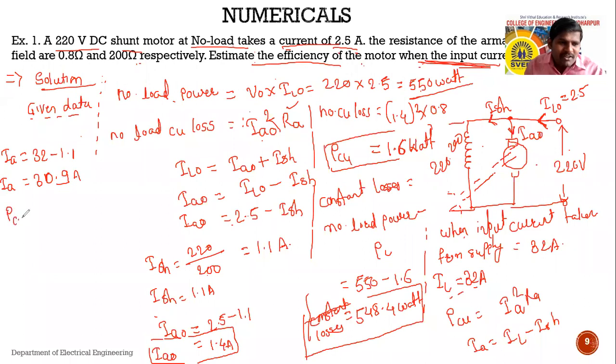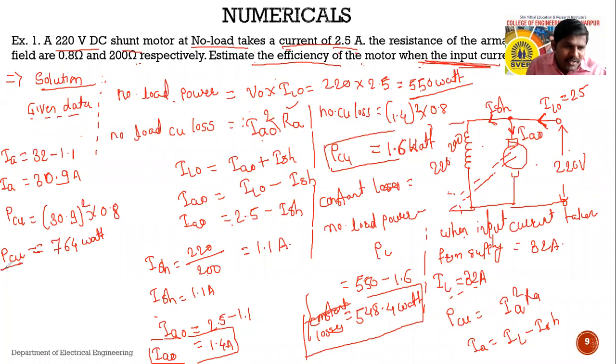After that we are calculating the copper loss. So the formula for copper loss, Ia square Ra, Ia 30.9 square into armature resistance, it is nothing but 0.8. Calculate the value of PCU. Copper loss ची value calculate करा. 764. Okay, 764 watt. Now we have the value of PCU.